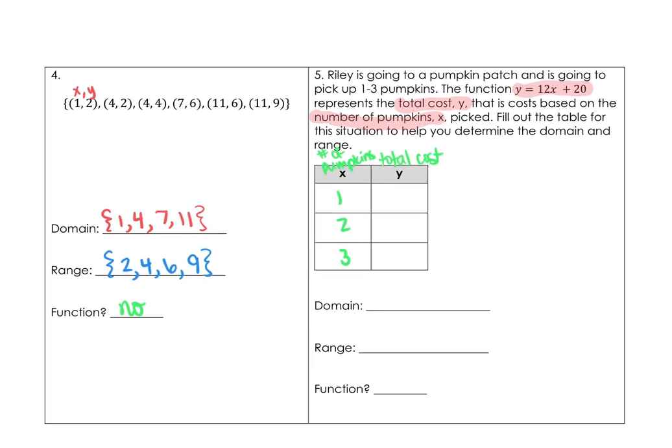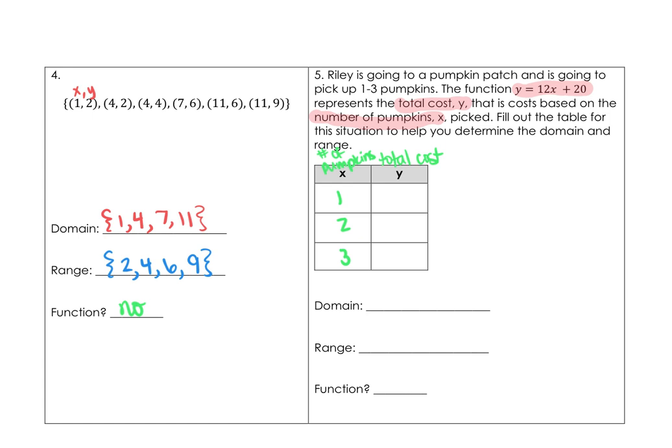So that's easy. Now, for our range values, we got to do a little bit of work because we need to know what's going to be our total cost if I buy 1 pumpkin. What's my total cost if I buy 2? What's my total cost if I buy 3? Well, they've given us this function. Y, which is the total cost, is equal to 12 times x plus 20. And now I have 3 values of x.